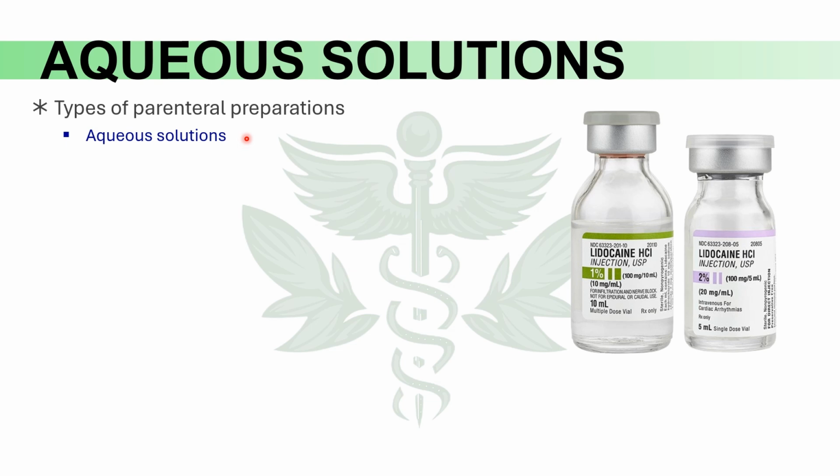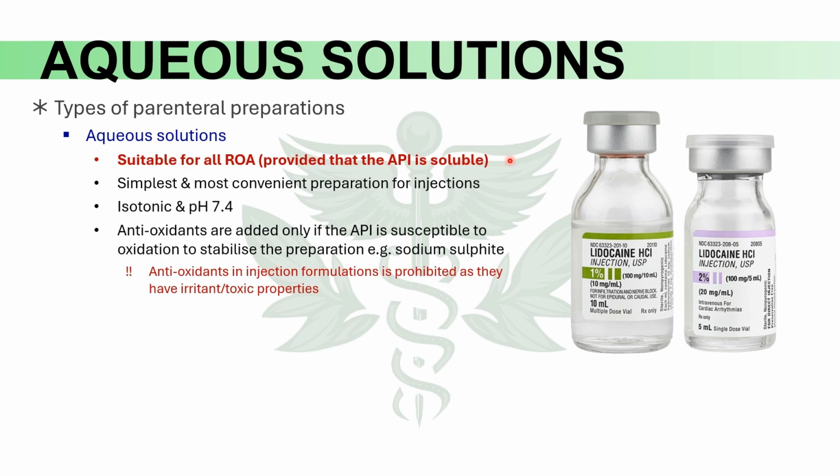Let's begin with aqueous solutions. They are suitable for all routes of administration, provided that the active constituent is soluble. They are the simplest and most convenient preparations for injections because they are isotonic and they have a pH of 7.4, meaning they mimic the pH of physiological fluid. Antioxidants are only added if the active constituent is susceptible to oxidation in order for us to stabilize the preparation, such as with sodium sulfite.